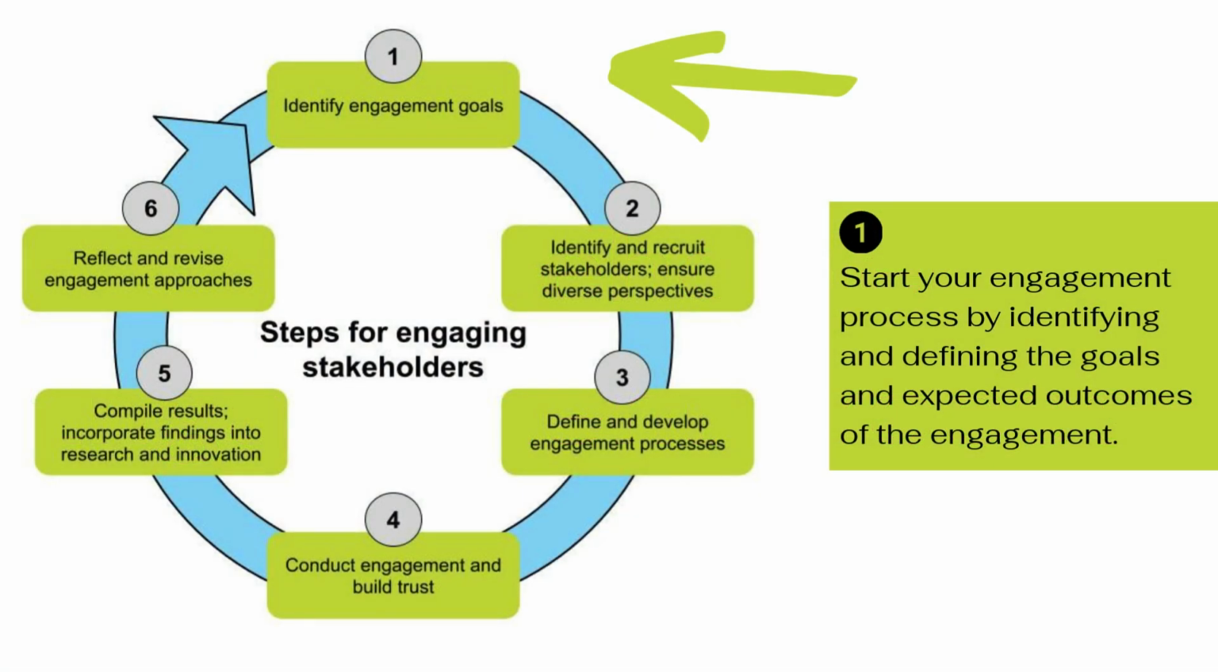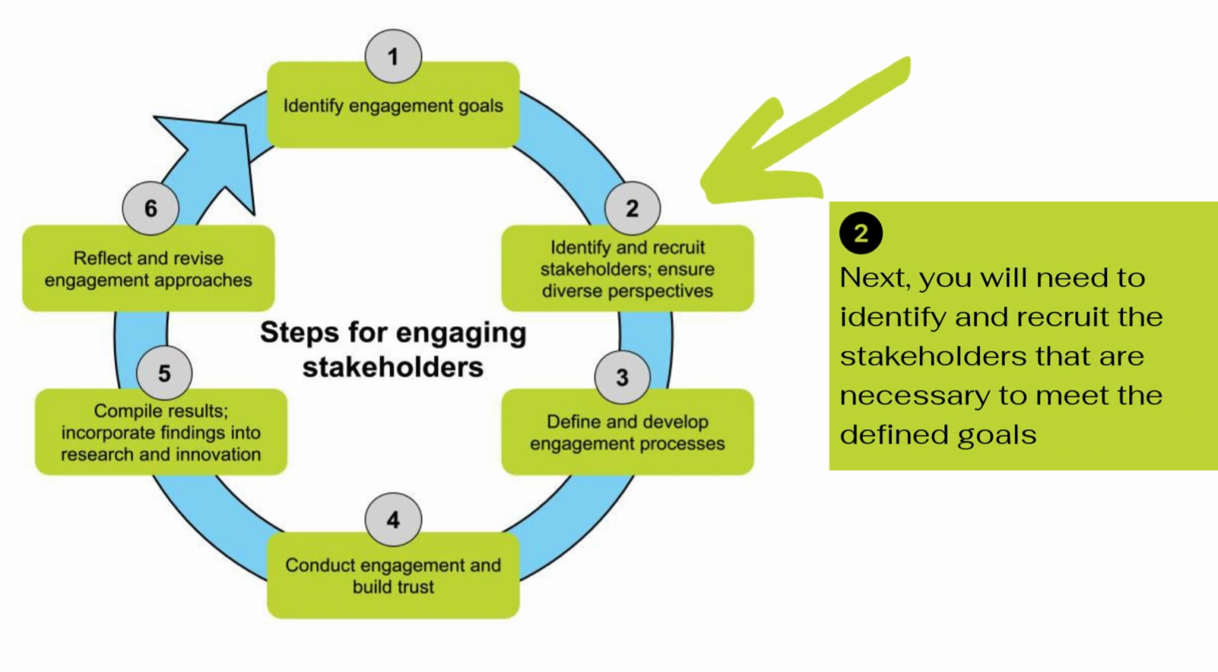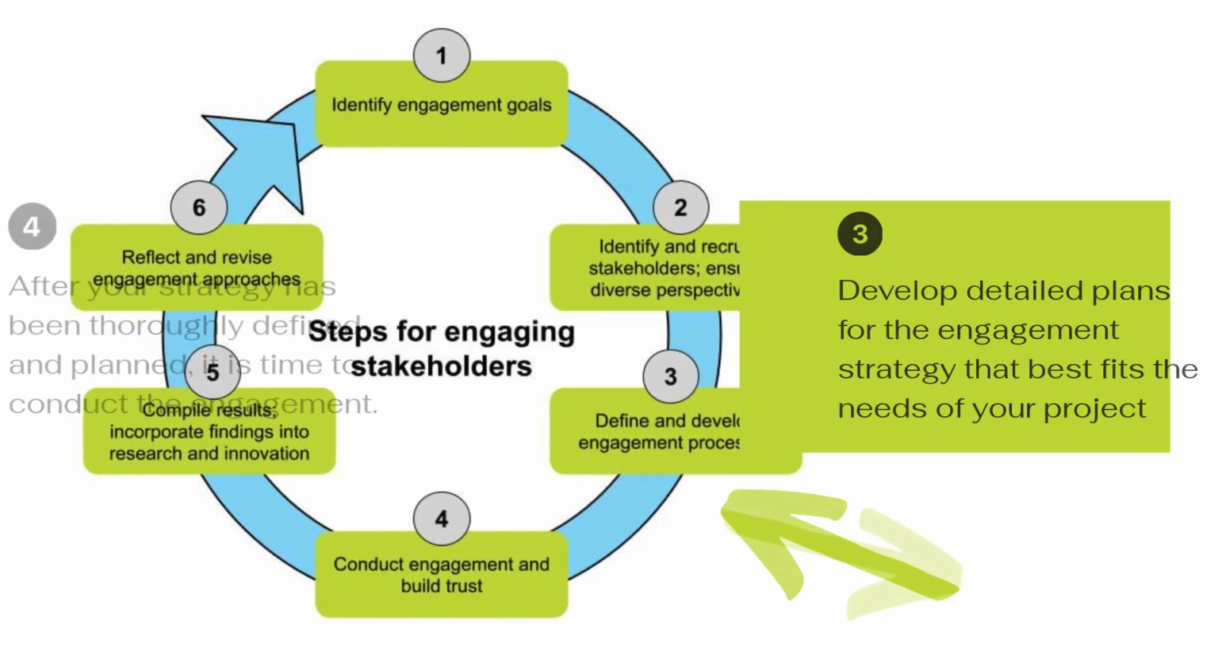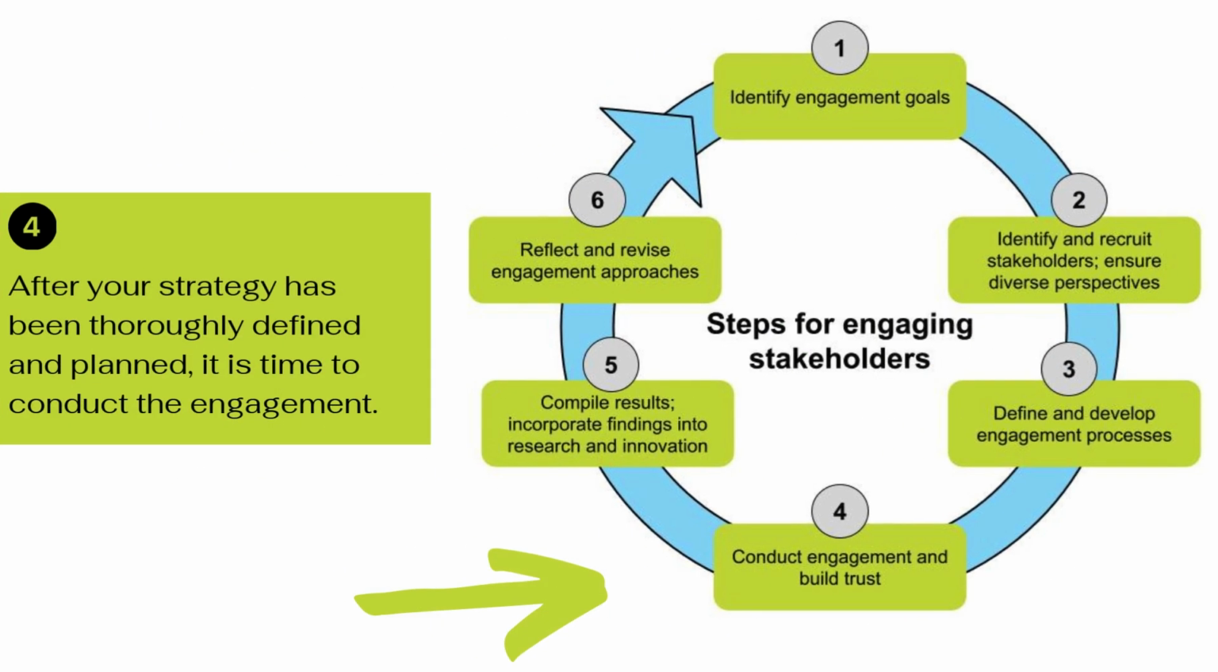The first step is to identify and define the goals and expected outcomes of the engagement. It is best to do this step while you are planning your project and allocate time and resources accordingly. Next, you may begin to identify and recruit the stakeholders that are necessary to meet the defined goals. The third step is to develop detailed plans for the engagement strategy that best fits the needs of your project. Once your strategy has been thoroughly planned, it is time to conduct the engagement.